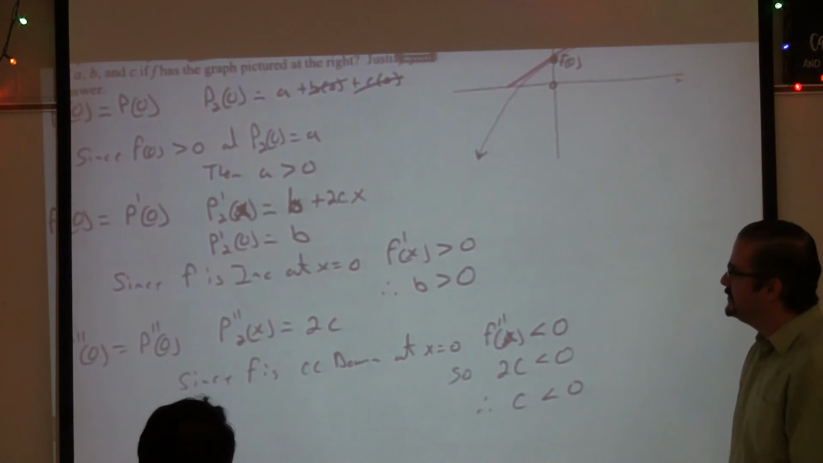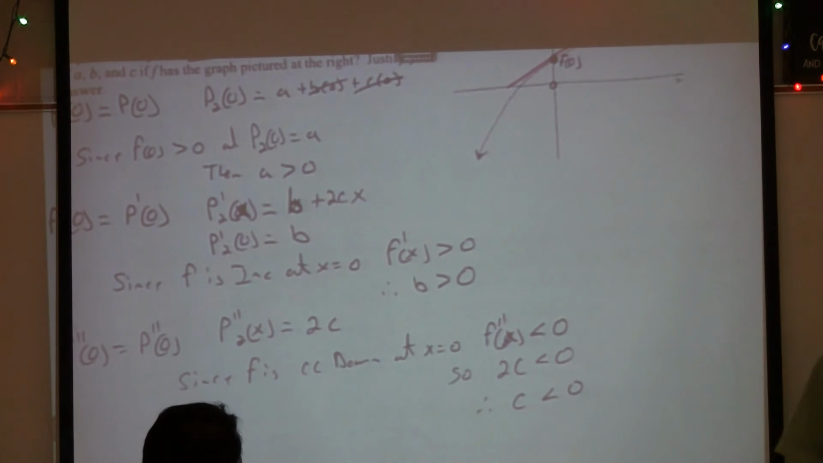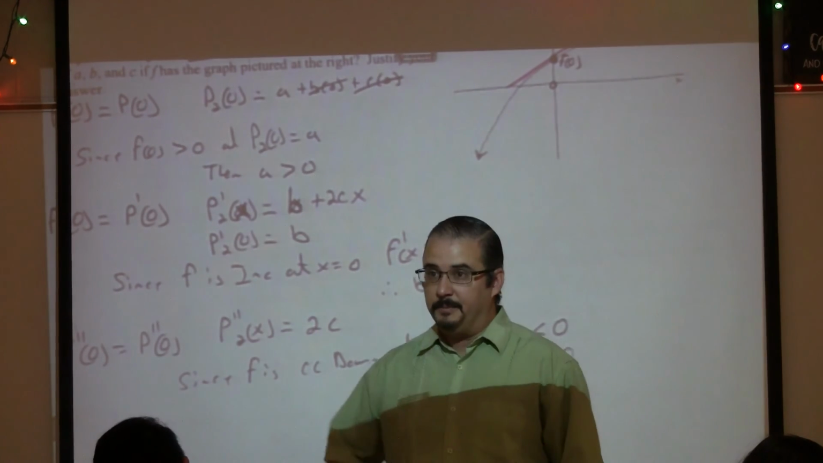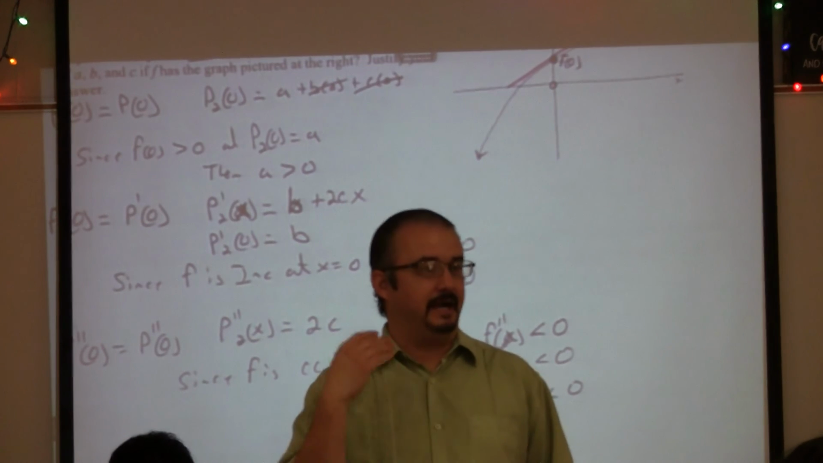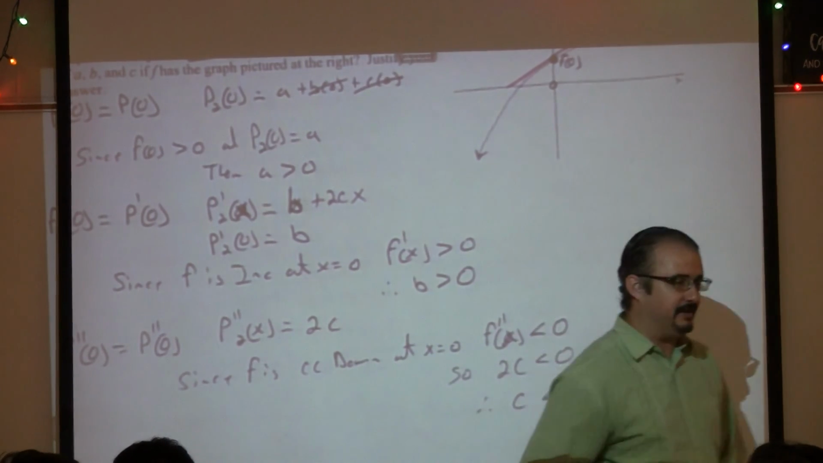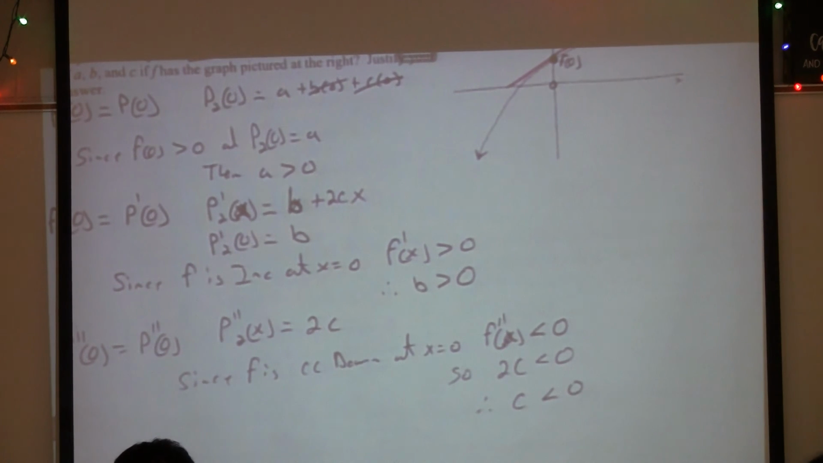Is that cool? You always have to justify based off of what you're provided with. So you have to tell me how you're making your conclusions about the derivative based off of the function that was given, which was f, right? Because f is increasing there, I know that the derivative is positive. Because f is concave down, I know the second derivative is negative. So on and so forth, okay? So you want to make your conclusions based off of what's provided. Good?